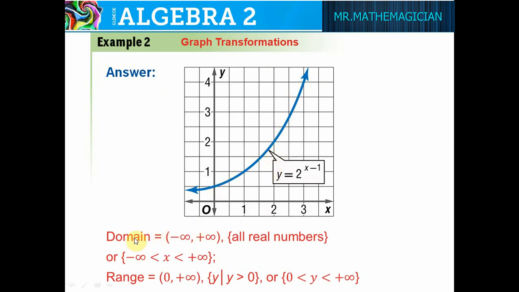So in this case, the domain is also from negative infinity to positive infinity. You can say all real numbers. The range also goes from 0 up to infinity. No change in the range because we have a horizontal shift, not vertical. Vertical shift will cause change in the start of the range. But since it's horizontal, it stays the same from 0 up to infinity.